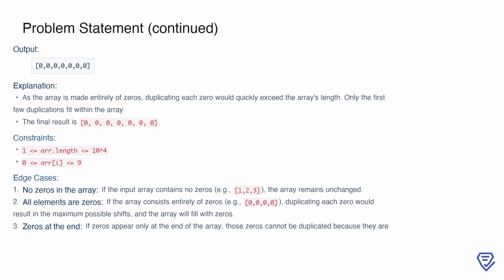The final result remains 0, 0, 0, 0, 0, 0, 0, as no additional zeros can be added beyond the fixed length of the array. This demonstrates how the length constraint influences the outcome when there are many zeros.